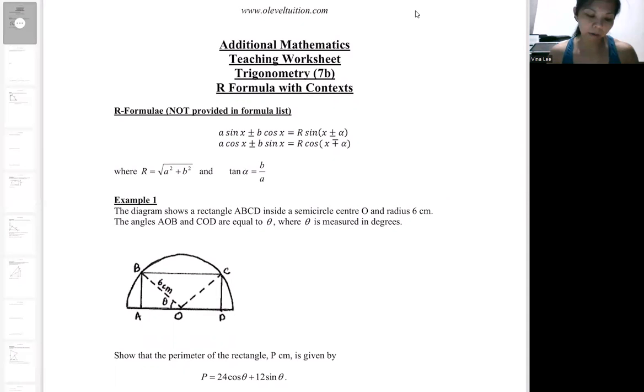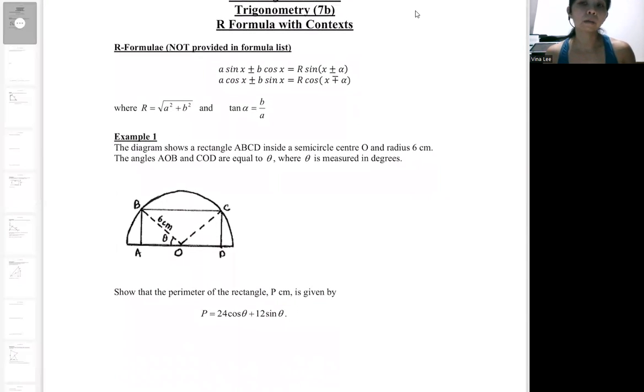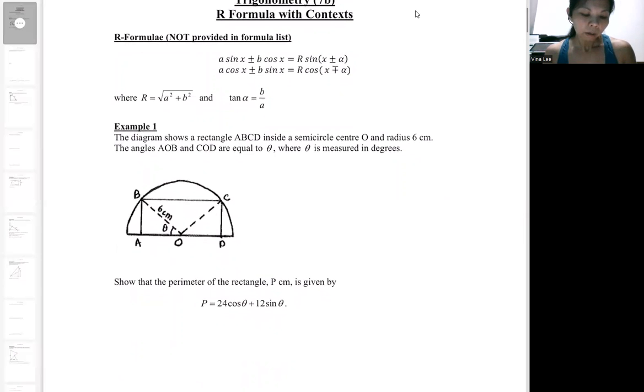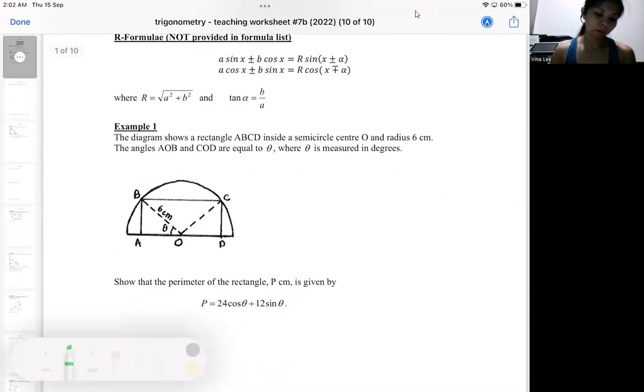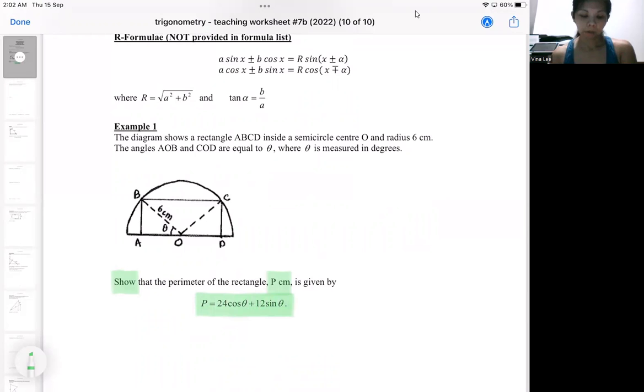So we are adding on some context. The context usually gets you to prove. So in example one, we have a rectangle inserted in a semicircle. And we actually got to show the parameter of the rectangle to be this expression. So this is the new thing that you're going to learn. How are you going to show it?